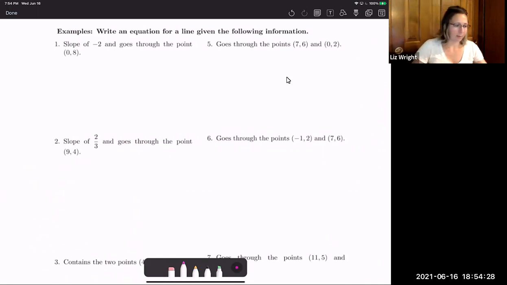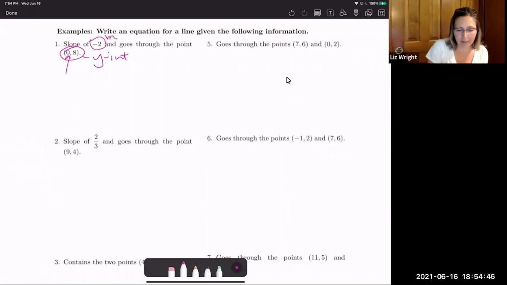All right, so let's look at our problems here. So a slope of -2, and it goes through the point (0, 8). So this right here is my y-intercept because the x is 0. So this is going to be my m, and the 8 is my b.